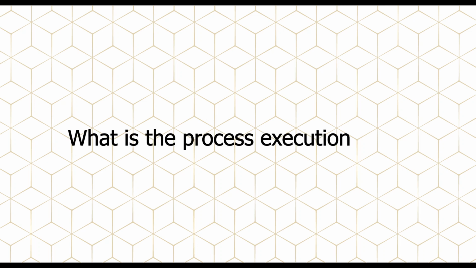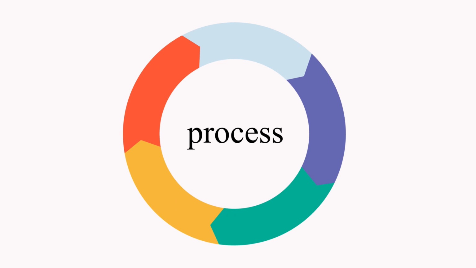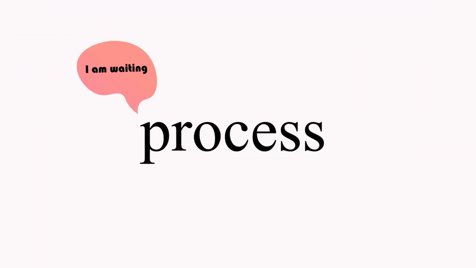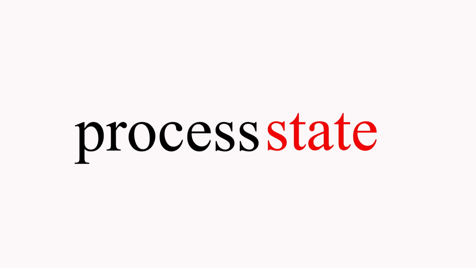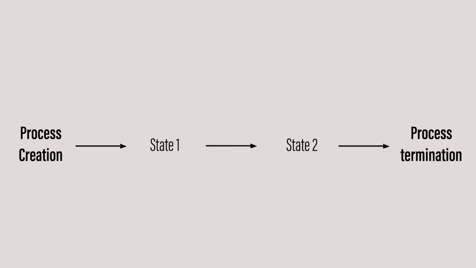What is the process execution cycle? A process has its own life cycle or execution cycle, as it can be in different situations or states. This is called the process state. The process, after creation until termination, goes through various states.